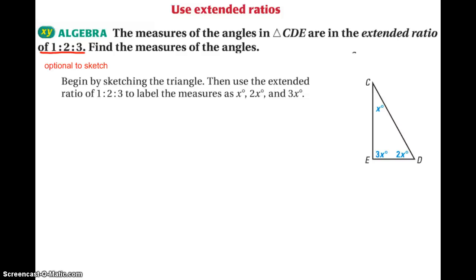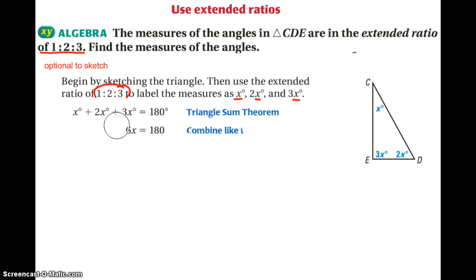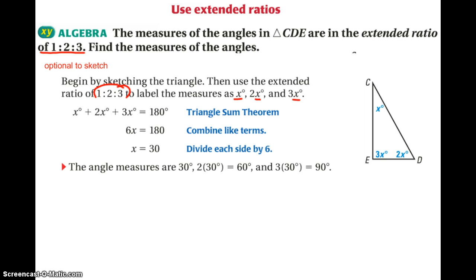But because they're in the ratio of 1 to 2 to 3, they all must have been reduced by some number. Okay, and that number is unknown, so that becomes our variable x. So we know that if we add x and 2x and 3x, we get 180 degrees because we know the triangle sum theorem. We combine like terms, and then we divide. Okay. The last step would be to plug x back in. So when we plug x back in, we come up with our 3 angle measures of 30, 60, 90.